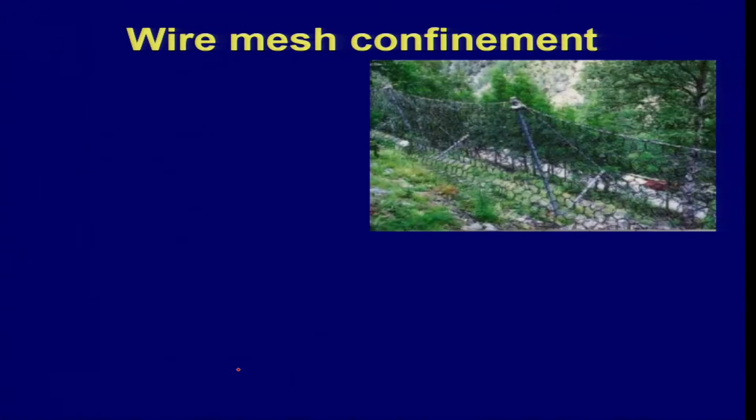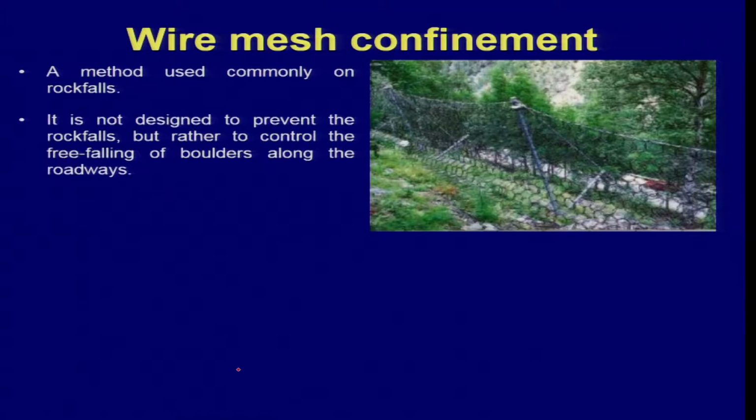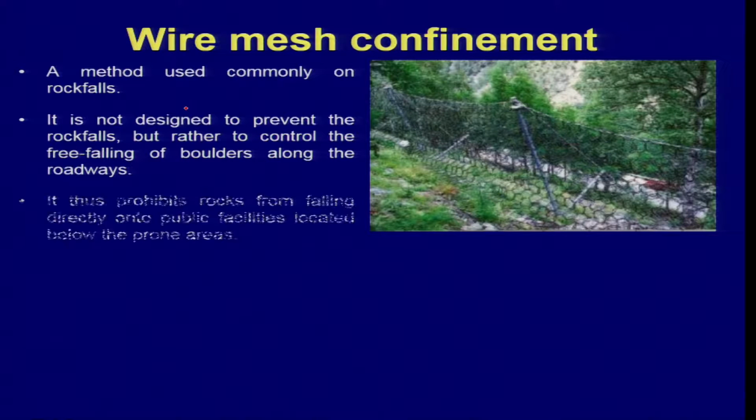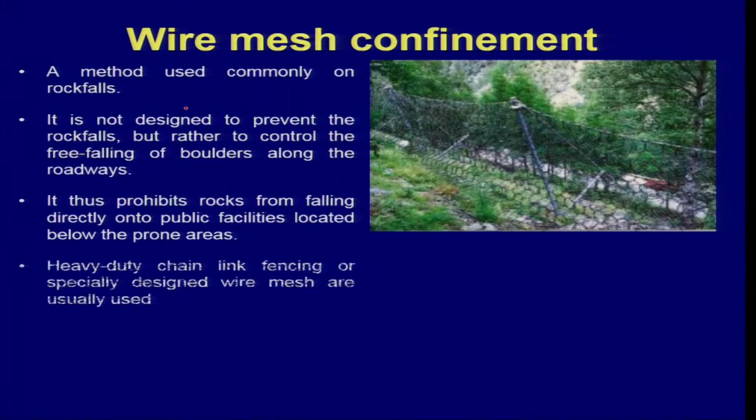Wire meshes are used where you have chances of rock falls. They are commonly used in rockfall areas to protect against boulders moving down onto the surface or along the roads and all that.